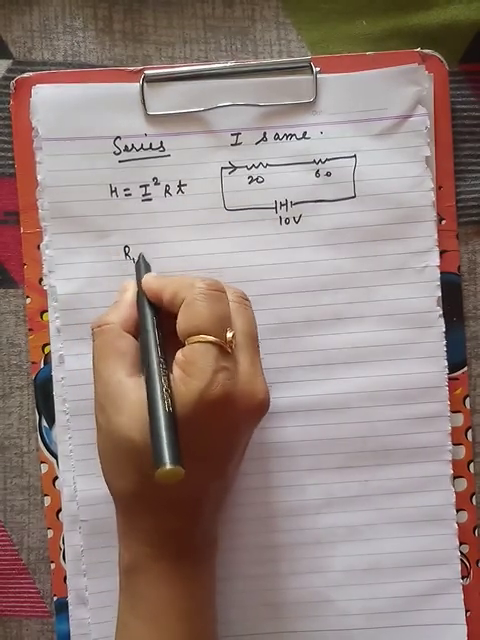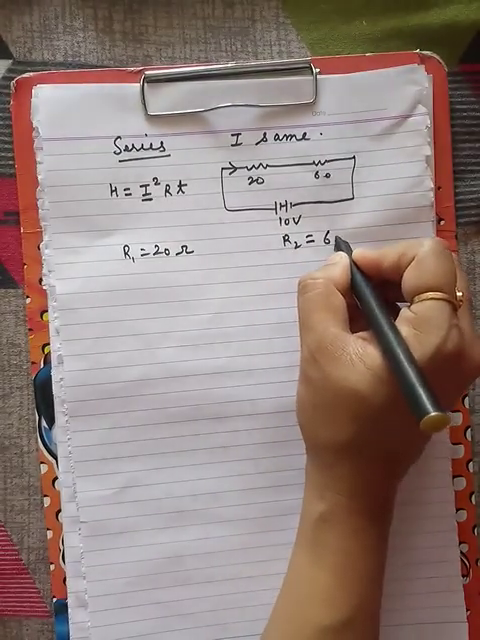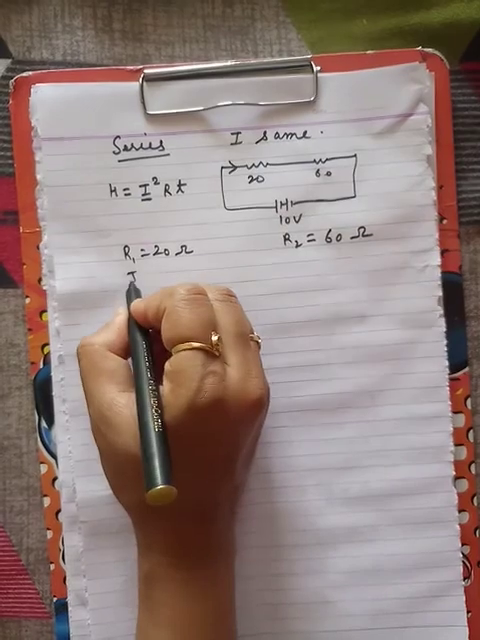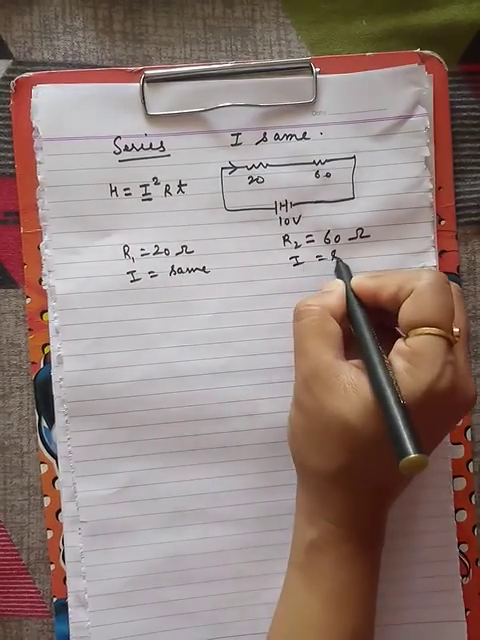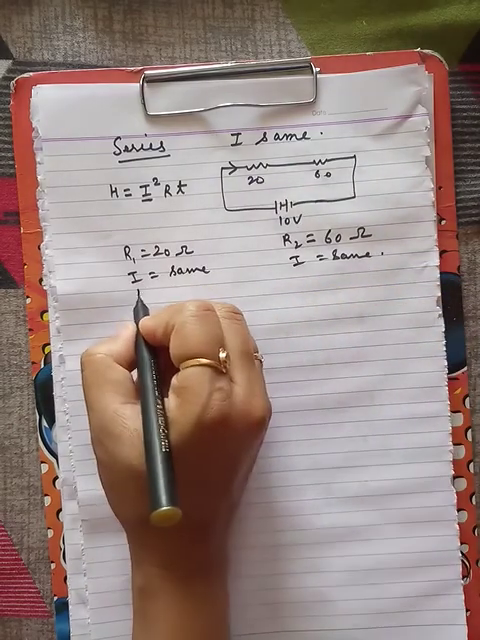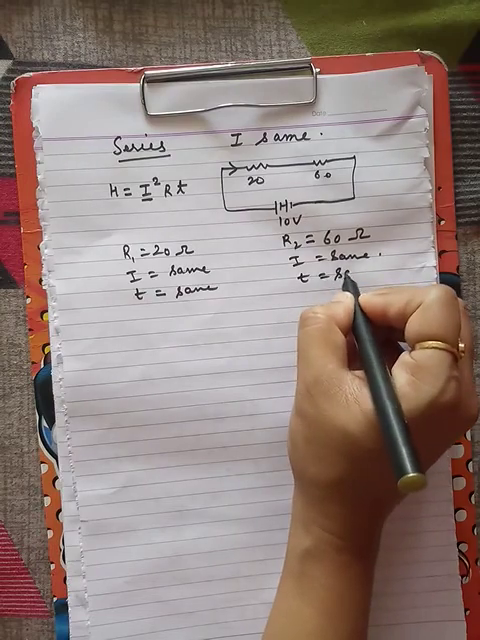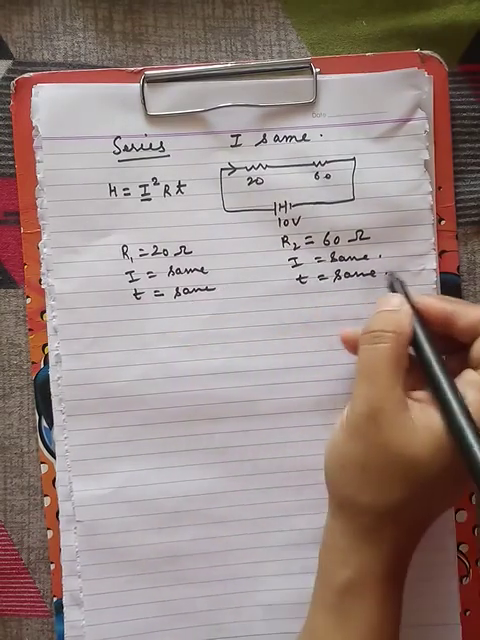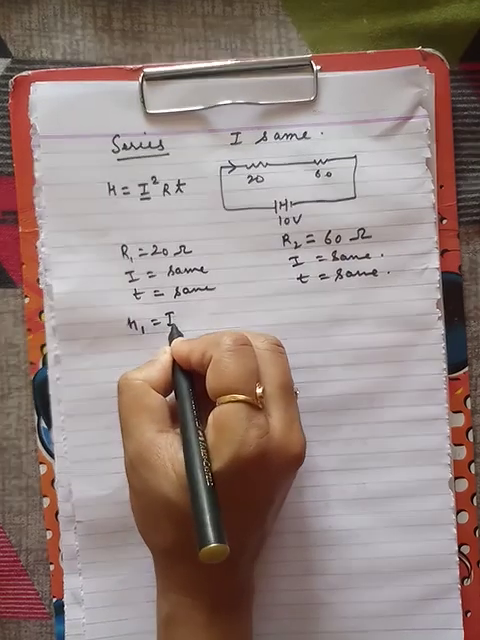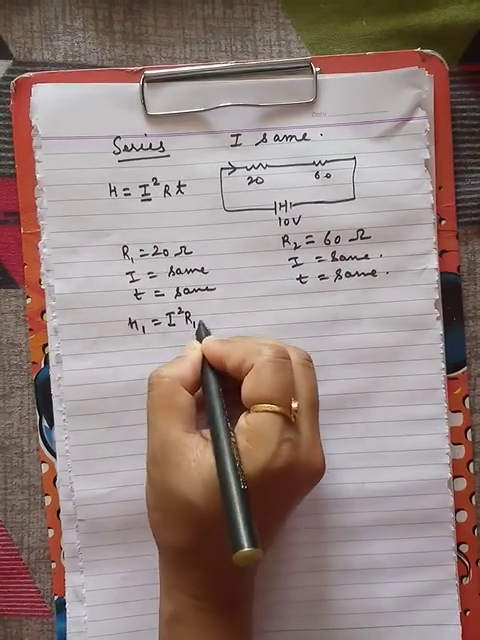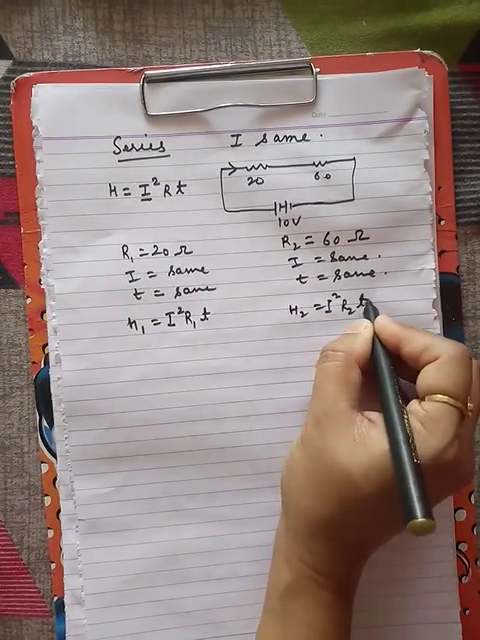So in the first case, R1 is equal to 20 ohm, and in the second case R2 is this. I remains same, and here also I remains same. The value is not given, so no need to write, it will cancel out. T is also same because it is 1 minute, like in the previous case. So what will be heat? H1 equals I square R1 T, and H2 equals I square R2 into T.